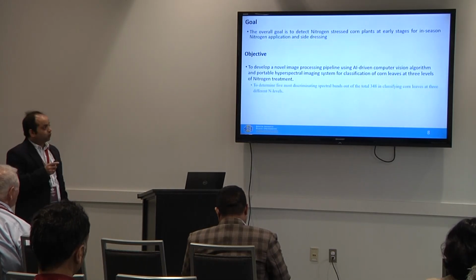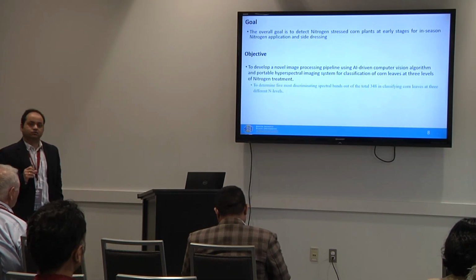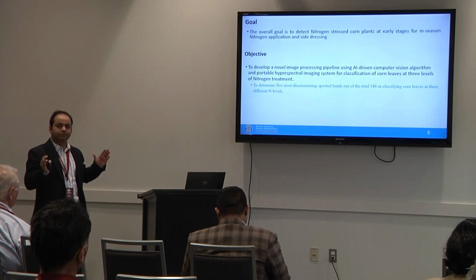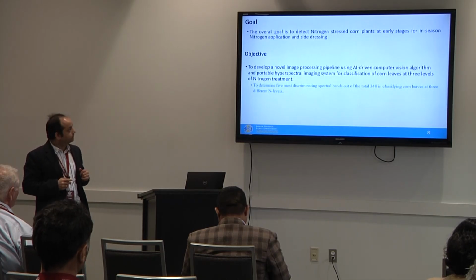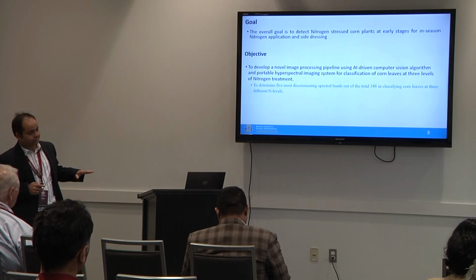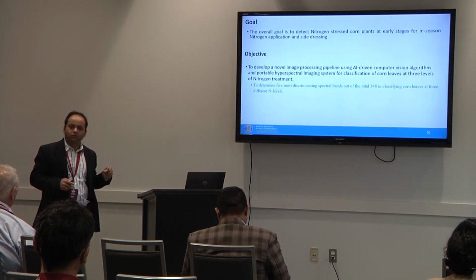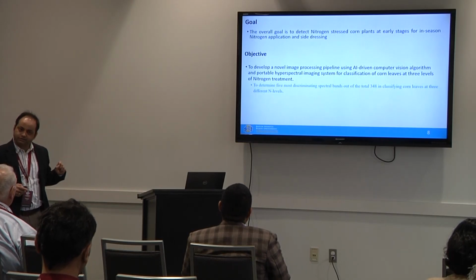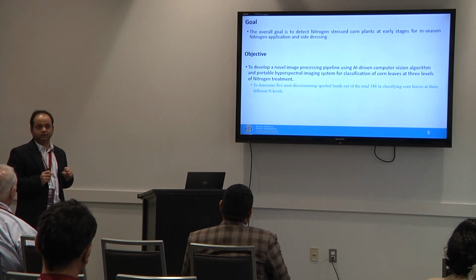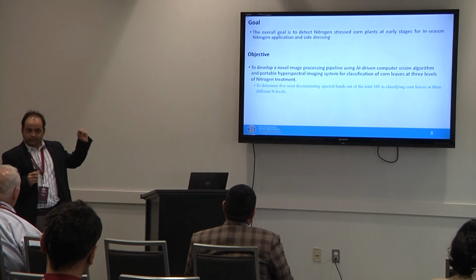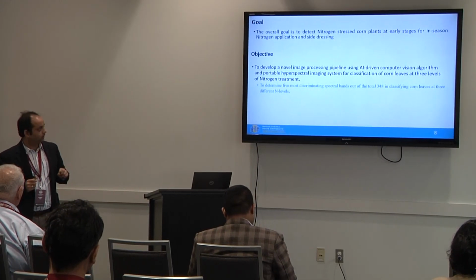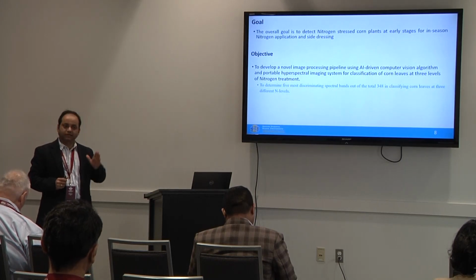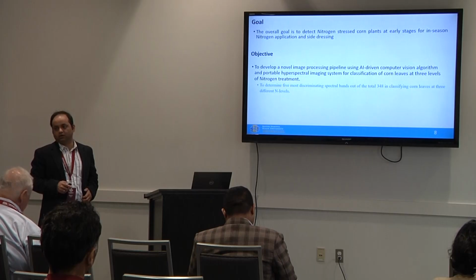The overall goal was to develop a system that can tell us about nitrogen deficient corn plants at as early a growth stage as possible, primarily targeted between V3 and V6 growth stage. The specific objective for this presentation is to develop a very novel image processing pipeline using a hyperspectral imaging system and an AI-driven CNN, so that we can show the differences between nitrogen deficient corn plants. There is a sub-objective tied to this: can we also discriminate the five very important spectral bands that can help us discriminate these nitrogen deficient corn leaves?